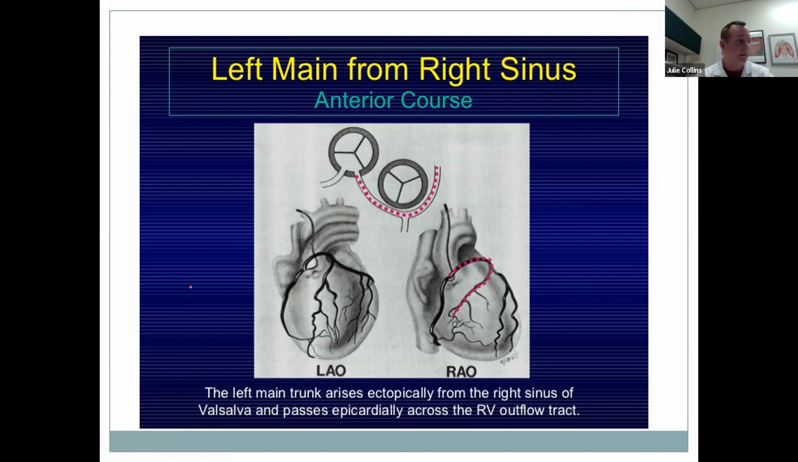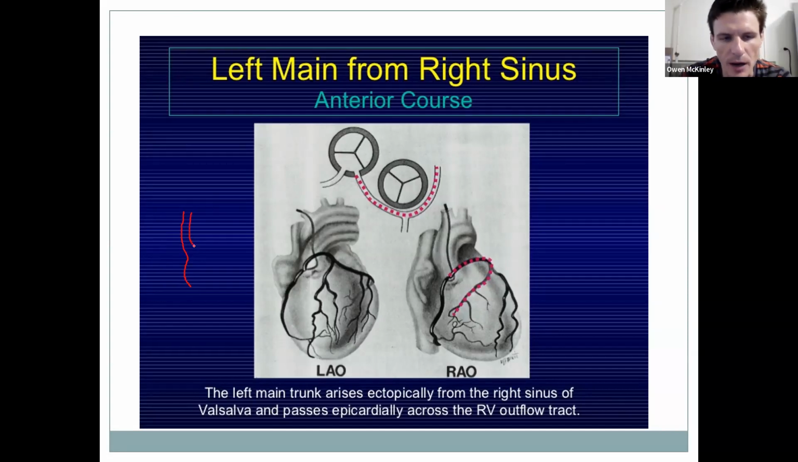All right. Let's see how I draw here. You're asking what allows them to fill properly during diastole? Yes. A competent aortic valve and decent pressure in the aortic root to get that blood into the coronaries.